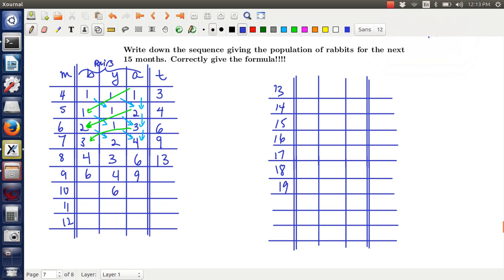Okay, move over the babies, add up the adults, new babies, move over the babies, add up the adults, new babies, and so on, repeating the same steps for each new month.